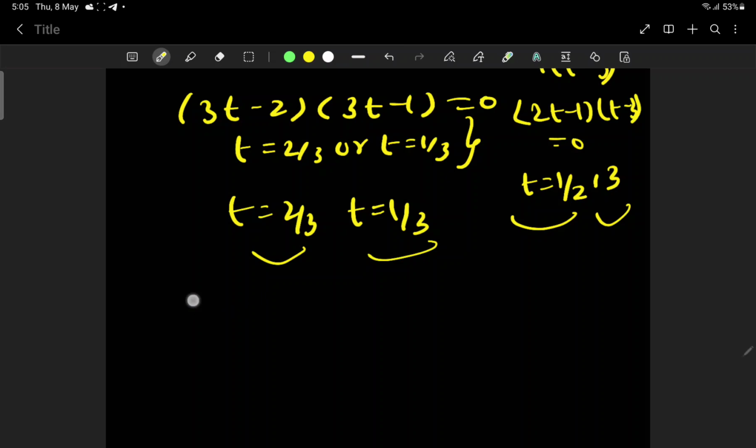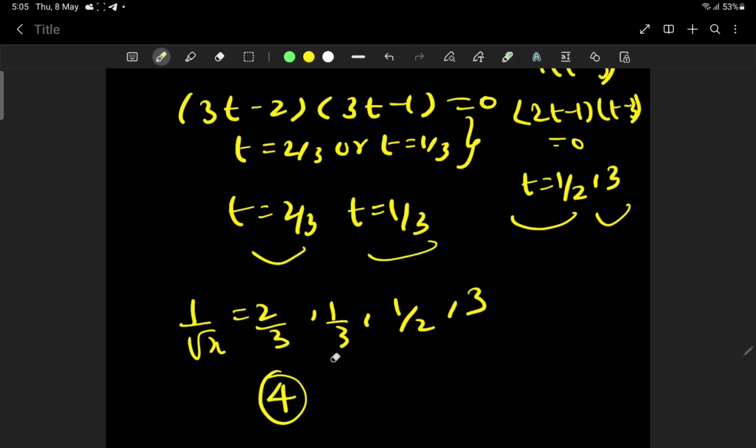Now since we assumed 1 by root x is equal to 2 by 3, and 1 by root x will be equal to 1 by 3. Similarly, this will be equal to this much and this will be equal to this much, isn't it? Now similarly, how many solutions of x are we getting? We are getting 4 solutions of x. So how do you get 4 solutions? Just take this one, square it, and take its reciprocal, so you are getting 4.